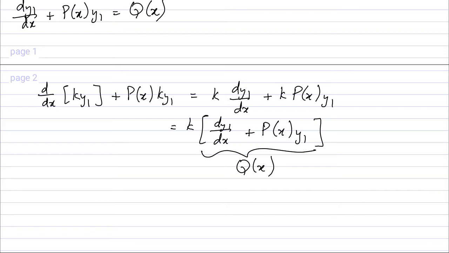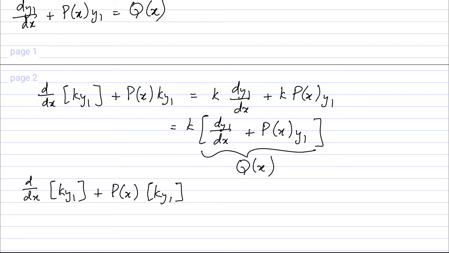On the other hand, if k y1 has to be a solution of your differential equation, then we must have that the derivative of k y1 plus p times k y1 equals q of x. But that's not the case, once again, because over here you have this k. So you have that the derivative of k y1 plus p times k y1 is equal to k times q of x, not just q of x.